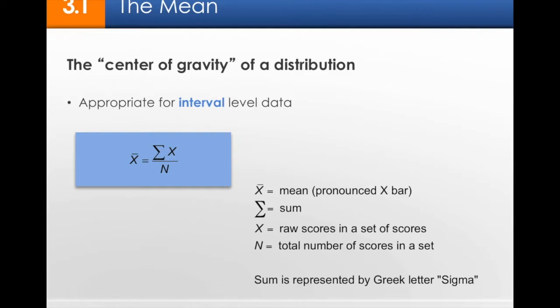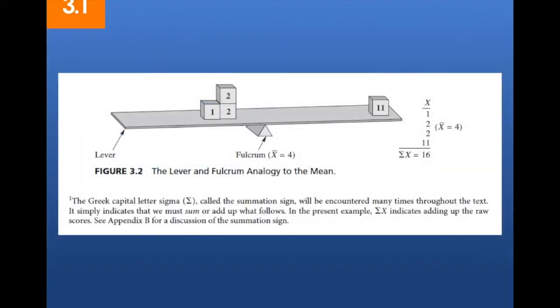Okay, the mean is like the center of gravity of a distribution, and this is appropriate for interval level data, okay? So you're going to notice we're going to start to use some Greek letters, okay? So X bar is the mean. That's the X with the line over. It's pronounced X bar, okay? That weird looking backwards E means sum. X is the raw scores in a set of scores, and N is the total number of scores in a set. Now, the mean means average, okay?